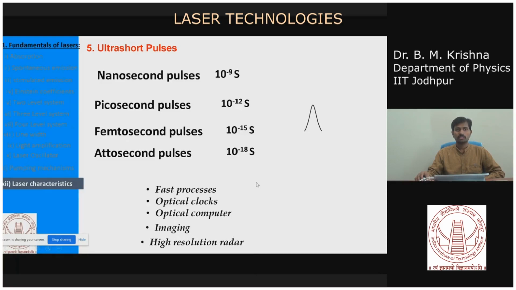So why are these short pulses required? These short pulses have huge advantages. For example, any fast process in a material system that can interact with light can be studied using these ultrafast lasers. And to make optical clocks, which are very precise, and optical computers, and for imaging techniques and high-resolution radar signals, you need these ultrashort pulses, called ultrafast pulses.